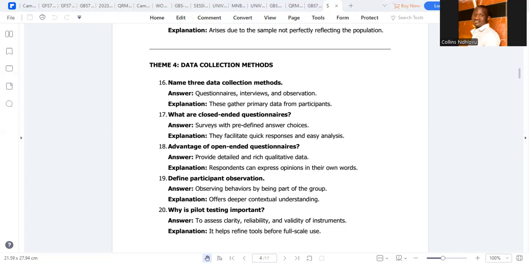So, define participant observation. This is observing behaviors and being part of a group. Here the researcher will actively engage in the group while studying and also observing the behaviors. So it's a deeper way of collecting data. You get first-hand experience. Participant.